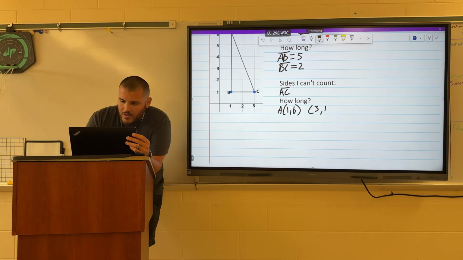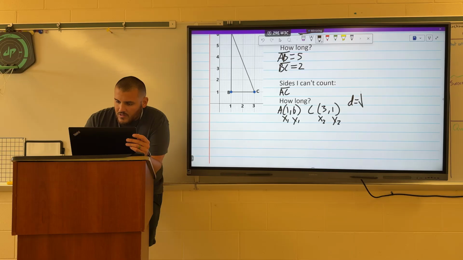Hopefully you remember that we are doing this so that we can label these points and plug them into the distance formula. So one point is x1, y1. The other point is x2, y2. Those are going into my distance formula. The square root of x2, which is positive 3, minus x1, which is 1 squared, plus y2 minus y1 squared. So y2 is 1 minus y1, which is 6 squared.